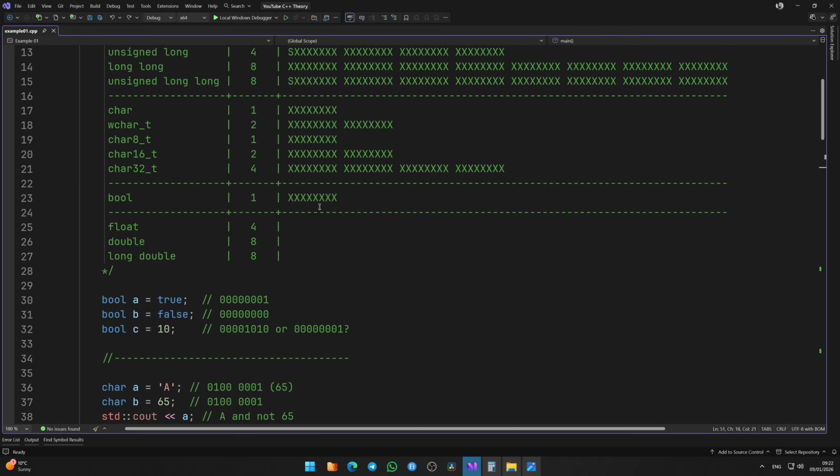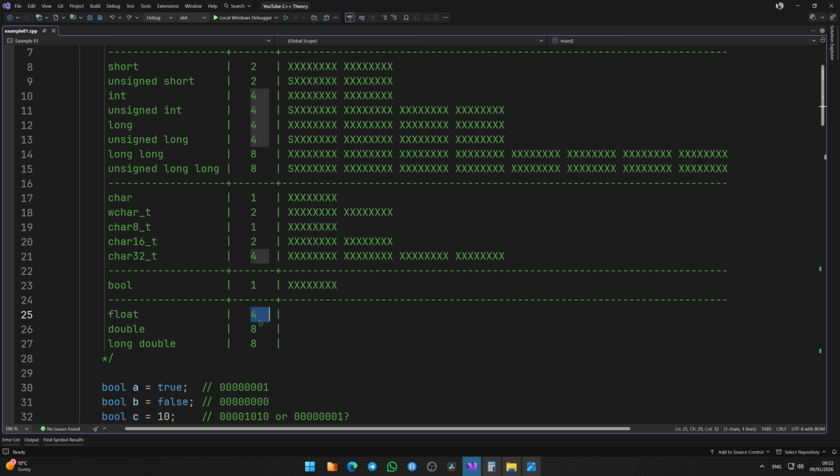1 bit for sign, 8 bits for exponent, 23 bits for mantissa. Double and long double, 8 bytes, or 64 bits, 1 bit for sign, 11 bits for exponent, and 52 bits for mantissa. Let's look at an example.